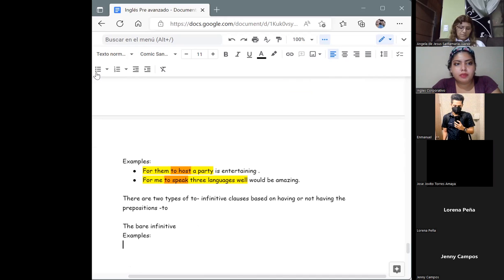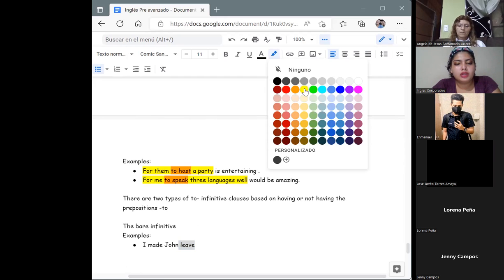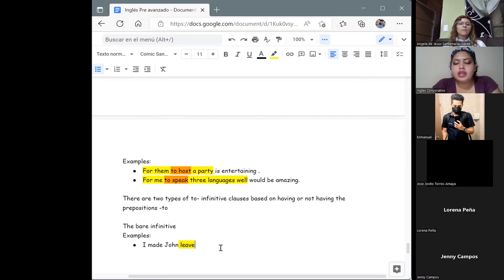We have example number one of the verb infinitive, and it is "I made John leave." In this case, we are using the verb without the preposition to. Because in that case, it's going to sound kind of weird if we say "I made John to leave." So, "I made John leave."